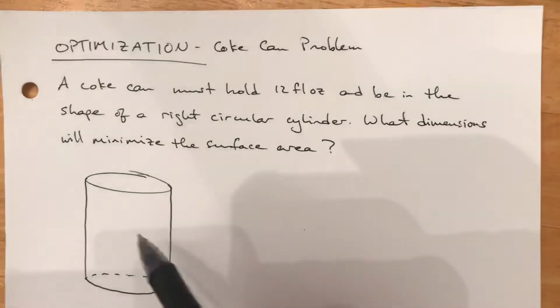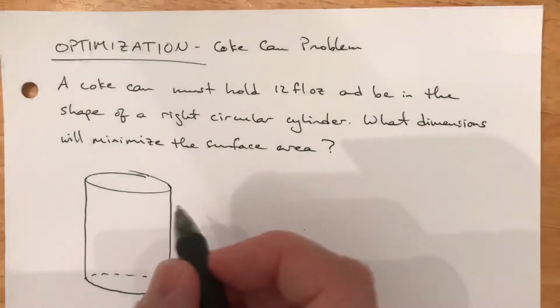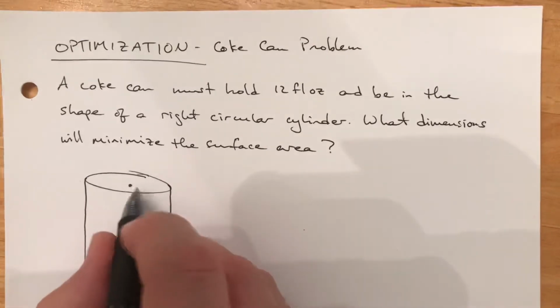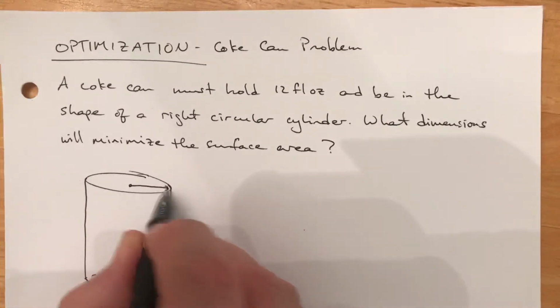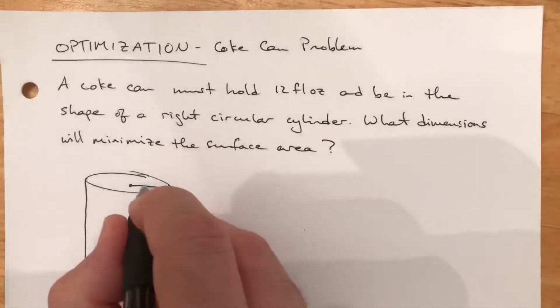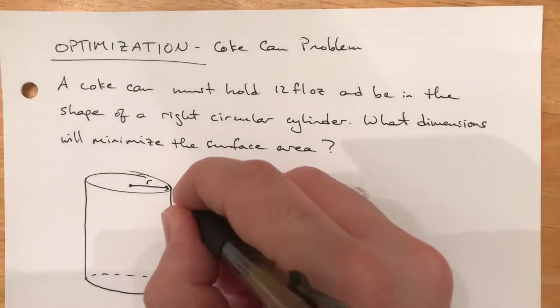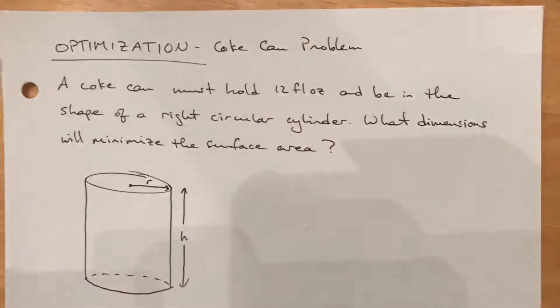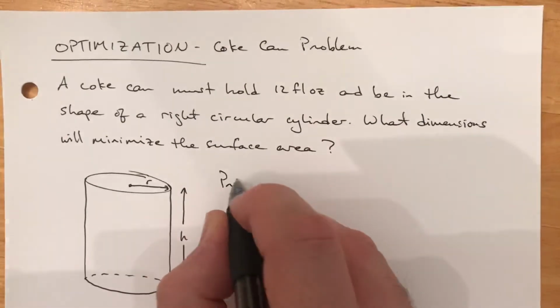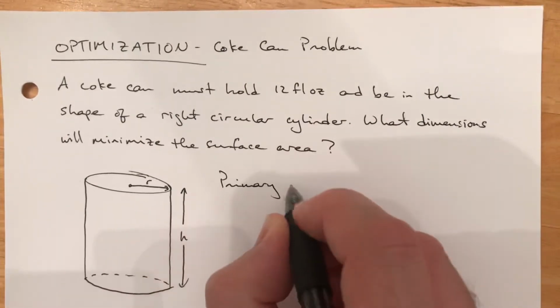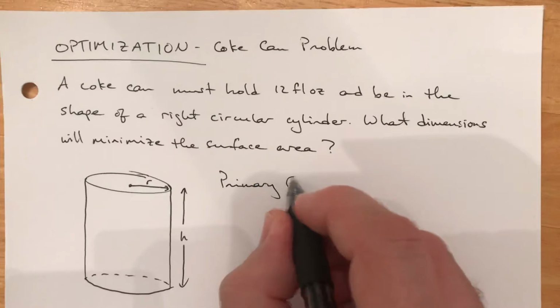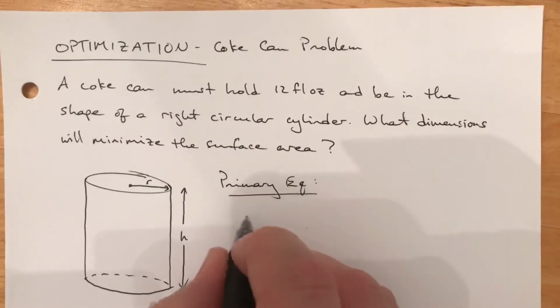So we're going to start with a normal picture. Since this thing is round, we're not going to look at things like length and width and height necessarily, but we will start talking about the radius of the can, and we will need a height of the can. So we'll go ahead and label those. Our primary equation, the thing we want to minimize, is going to be for surface area.